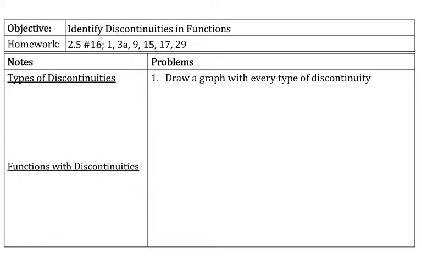So one thing is that there are different types of discontinuities, and that's what's going to be going into our first question here, where we're drawing a graph with every type. There are three main types. One is what's called a jump, and that means that we're going along and we stop at a point, it's got an endpoint, and then we start again from another. And this is when the left side of a limit is different than the right side of a limit.